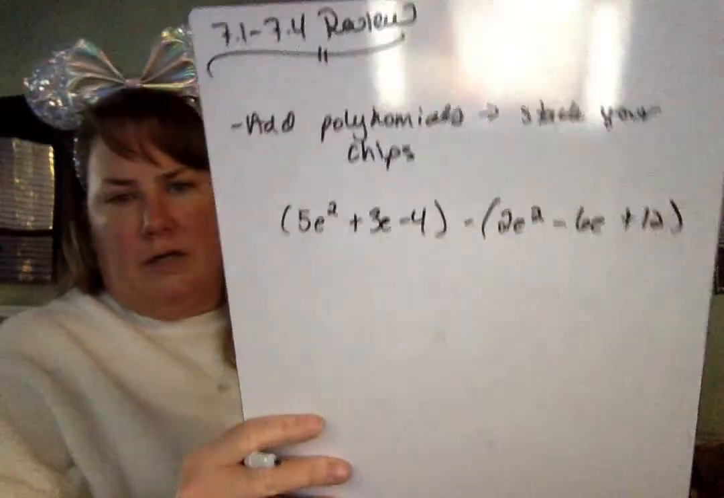So let's go, 5e squared plus 3e minus 4. And we're going to subtract 2e squared minus 6e plus 12. Something like that.